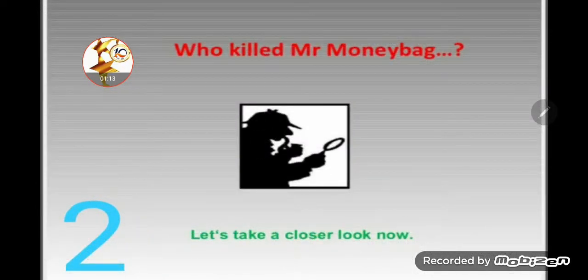So, this case is about who killed Mr. Moneybag. Who killed Mr. Moneybag? And now let's take a closer look, and look here at this word. This is not a closer. This is a closer. Closer look.